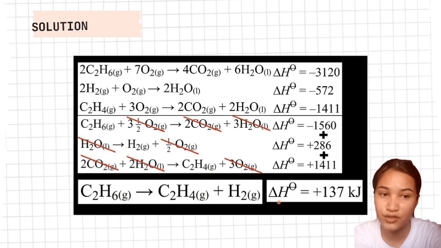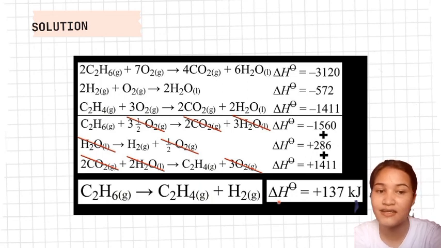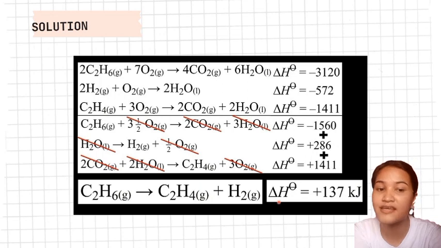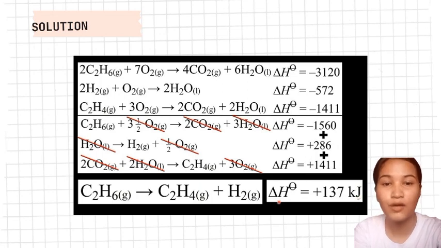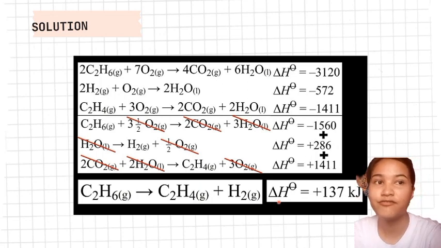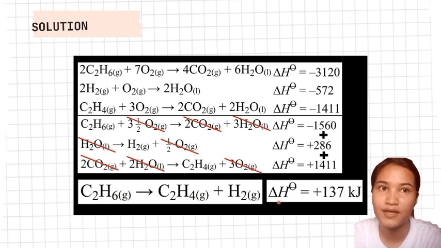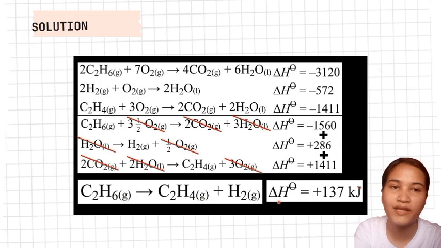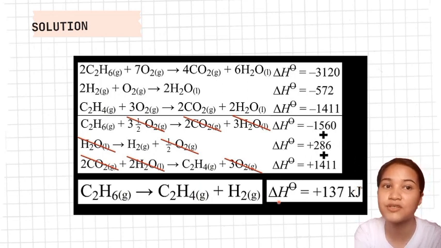On the second reaction, our hydrogen is in the reactants. However, in our final equation, our hydrogen is in the products. We also have 2 moles of hydrogen in the second equation and 1 mole in the final. So, we need to reverse the equation and divide the coefficients by 2. We also need to do this on the enthalpy change. So we now have positive 286 kilojoules on the third equation.